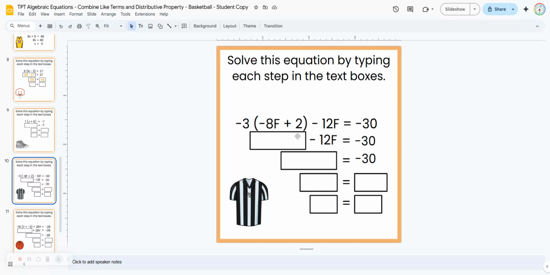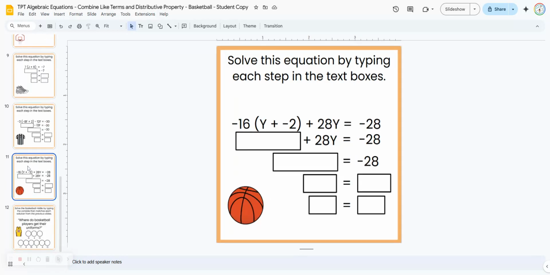And then when they get to slides 10 and 11, they've got both distributive property and then combining like terms. So they want to distribute first, and we do that here in this text box. Then they're going to combine like terms, and then they're going to go ahead and solve the equation. So they want to distribute first and then combine like terms.